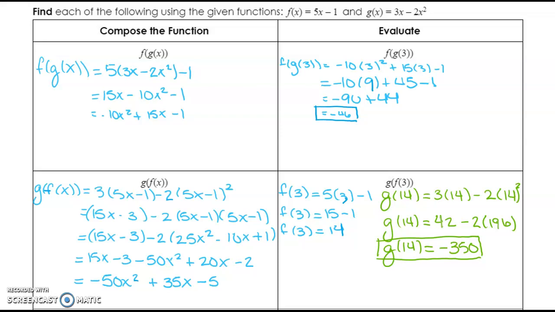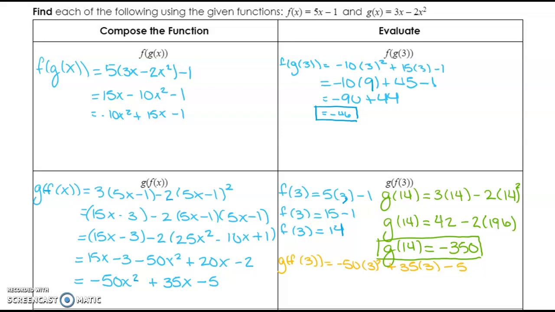Okay, so now are these the same thing? I just want to double check and make sure that the method that we used first is the same thing as using this method. So in yellow, I'm going to do the next method, just like we did before. So now we're using that function that we composed in our box to the left. So we have negative 50x squared plus 35x minus 5. And so now I'm just going to input in a 3.